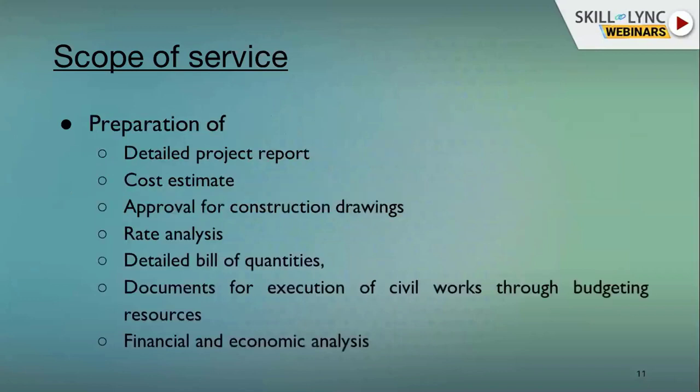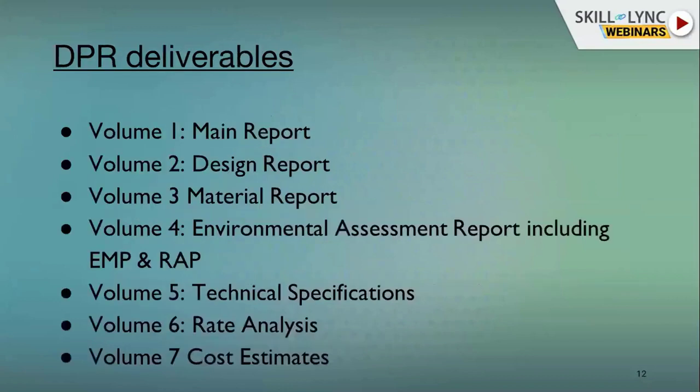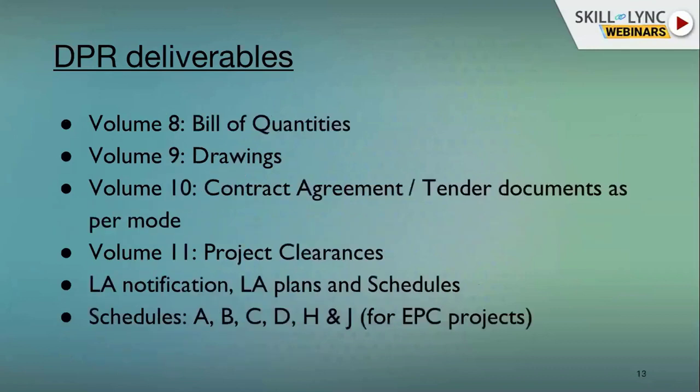So in a nutshell, preparation of DPR scope covers preparation of detailed project report, cost estimate, approval for construction drawings, rate analysis, detailed bill of quantities. Detailed bill of quantities means item-wise cost, how much excavation cost, how much pavement cost, quantities like that. Document for execution of civil works, financial and economic analysis. So this scope of work, based on that, if we sum up, the deliverables are these 7 plus next there are 4. Total deliverables are there.